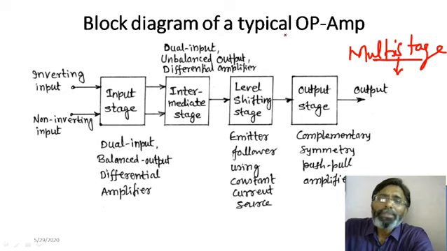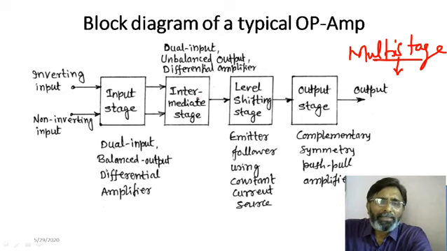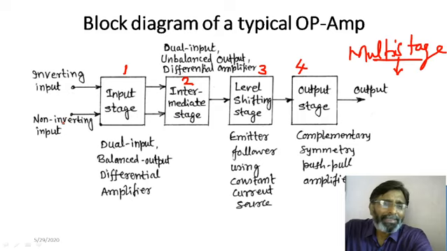Now, these different stages are shown here. In the op-amp we have the input stage, which itself has multiple stages in it, then we have the intermediate stage, then the level shifting stage, and then the output stage. So there are 4 stages. Now we will see what the functions of these stages are.